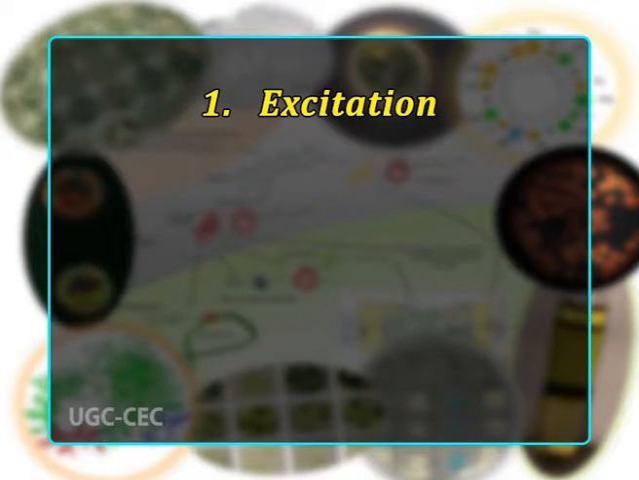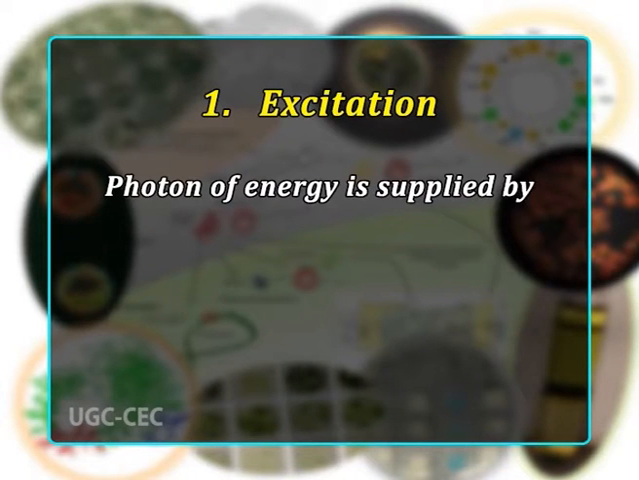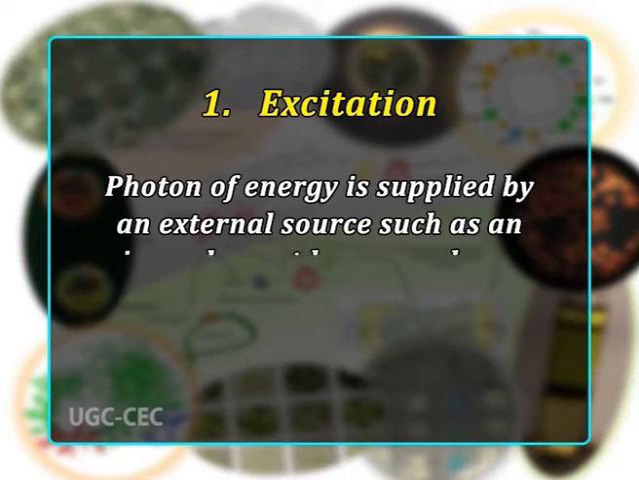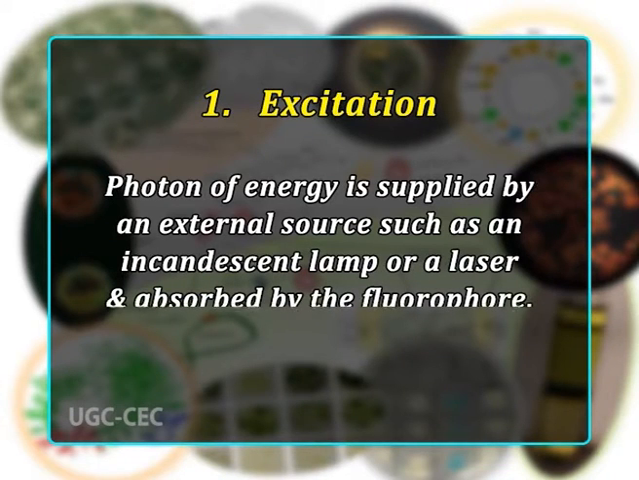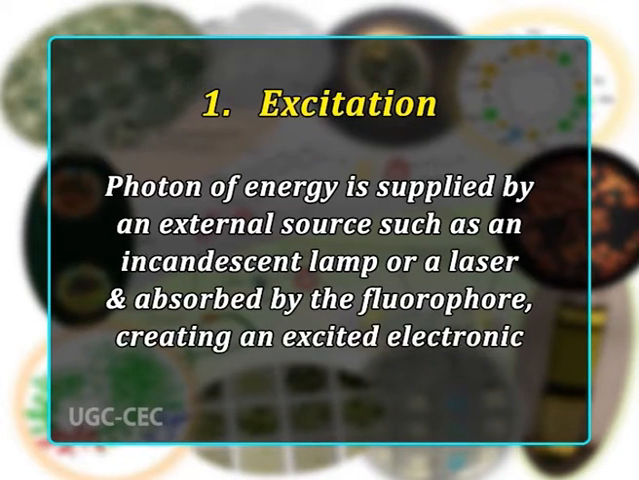Stage first, excitation. A photon of energy is supplied by an external source such as an incandescent lamp or a laser and absorbed by the fluorophore, creating an excited electronic singlet state. This process distinguishes fluorescence from chemiluminescence, in which the excited state is populated by a chemical reaction.